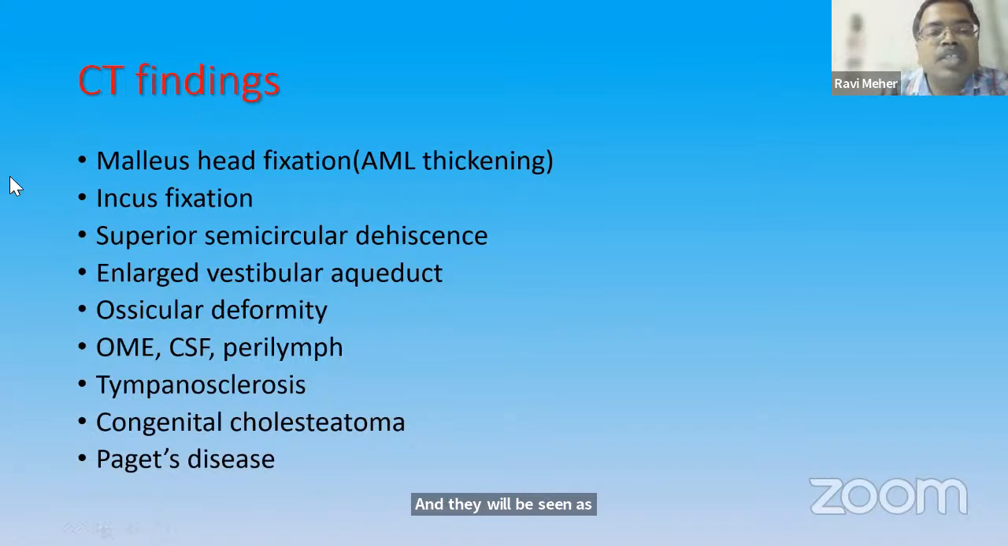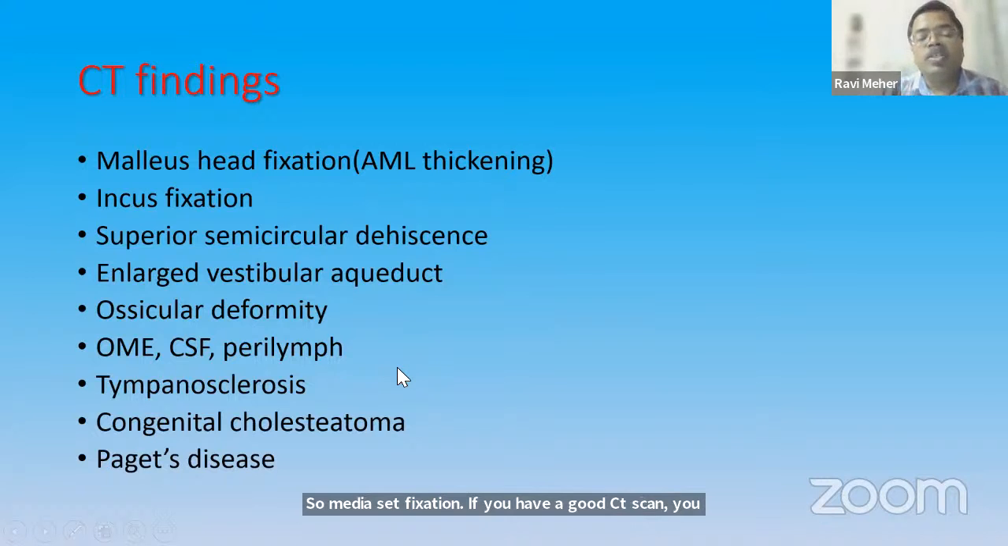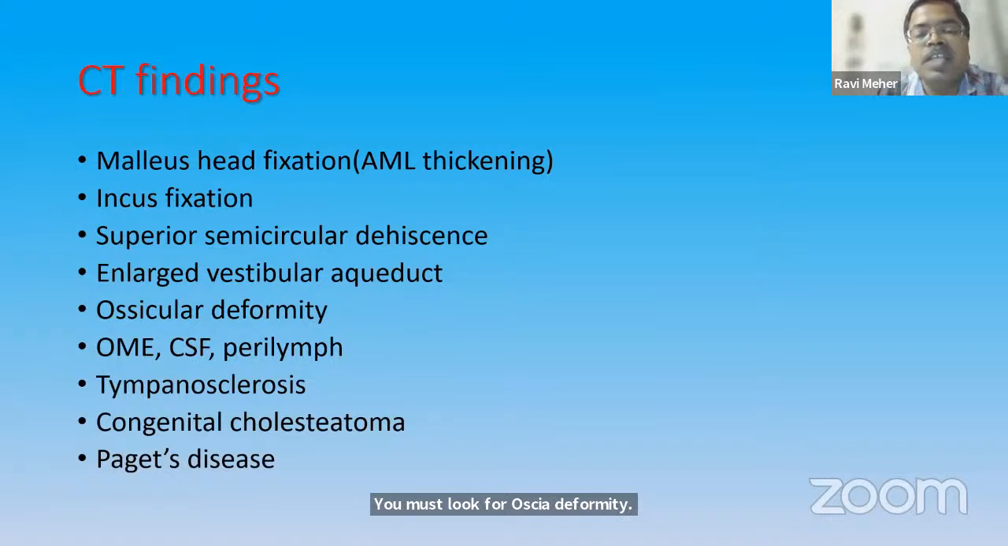So malleus head fixation, if you have a good CT scan, you can see. Incus fixation can also be seen. You can diagnose superior semicircular canal dehiscence syndrome. You must look for enlarged vestibular aqueduct. You must look for ossicular deformity, tympanosclerosis, congenital cholesteatoma, and Paget's disease. So these are all, in fact, differential diagnoses which can actually be picked up by CT scan.